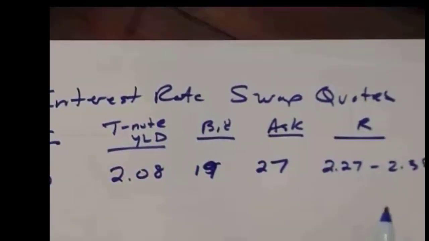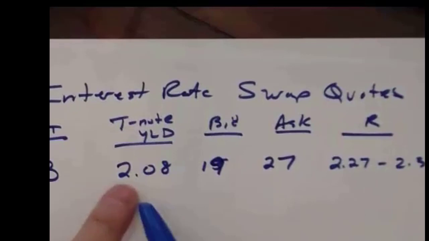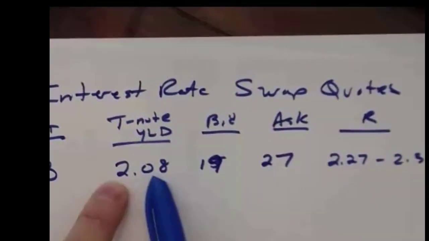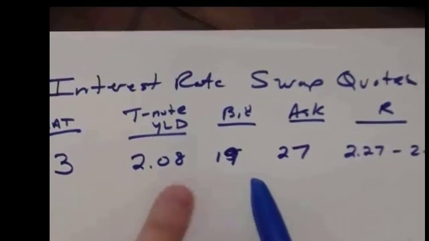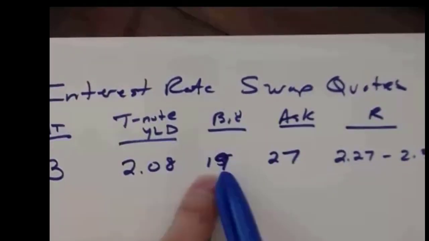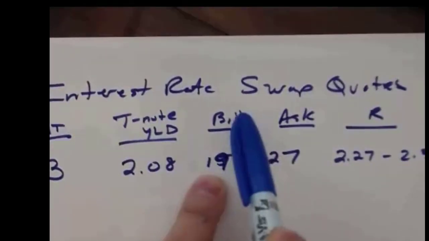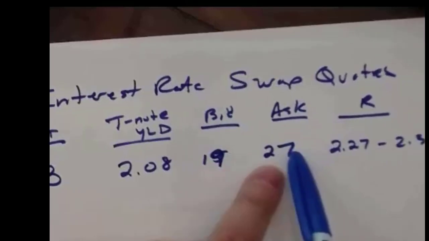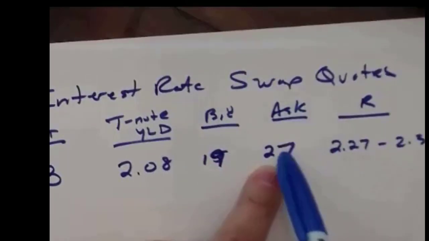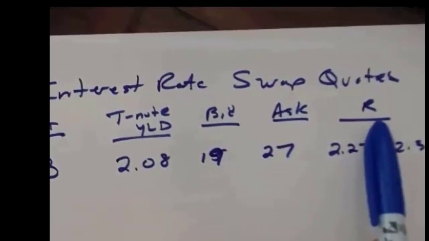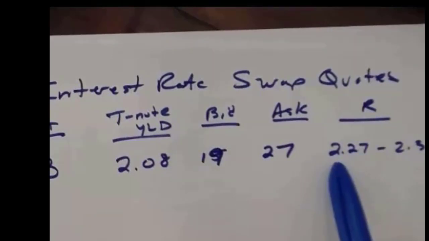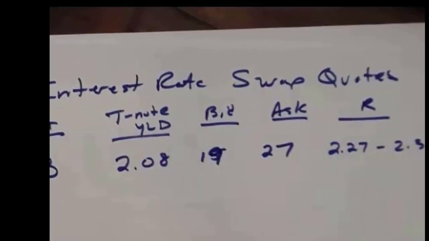And so the swap's fixed rate can be priced as a function of an underlying treasury yield plus a number of basis points for the bid side and a number of basis points on the ask side, because that's what the dealer wants to sell it for. And so your swap fixed rate would be quoted as 2.27 for what the dealer will pay, and what the dealer expects to receive, the ask, is 2.35%.